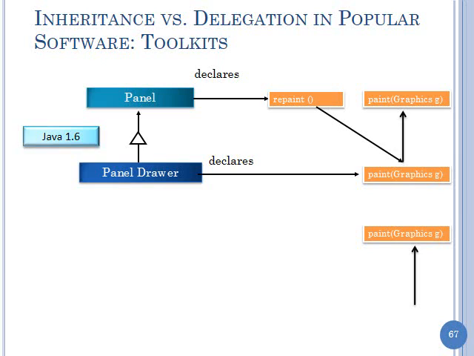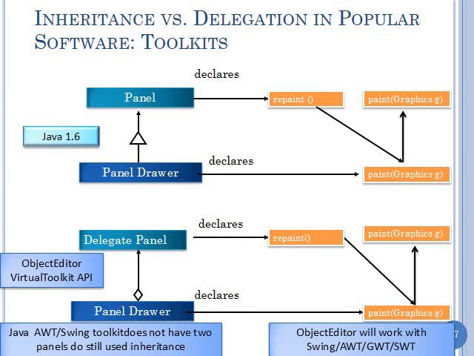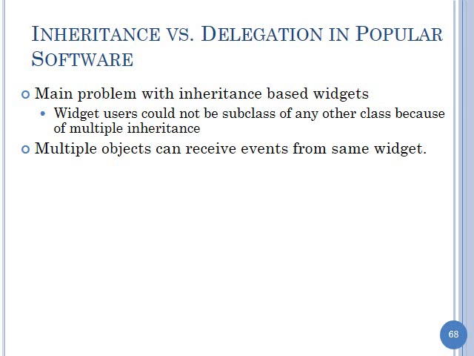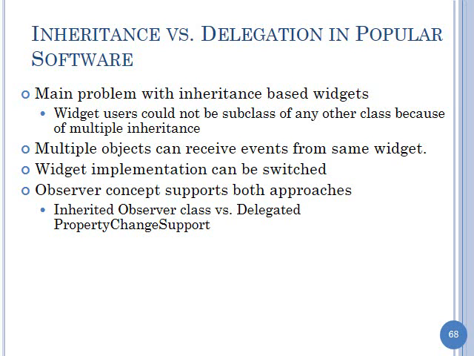So ideally, we'd like to be able to draw on either of these panels. So you get into trouble and you really want a delegation solution. It doesn't exist, so that's what this is saying. The main problem again is that the widget user could not be a subclass of any other class because of no multiple inheritance. And also with delegation, when a button is pressed, you can have multiple objects be notified about it, whereas with the inheritance approach, you had only one notified. So there were all kinds of issues. Widget implementation can be switched with delegation, and the observer concept was supported in both approaches.